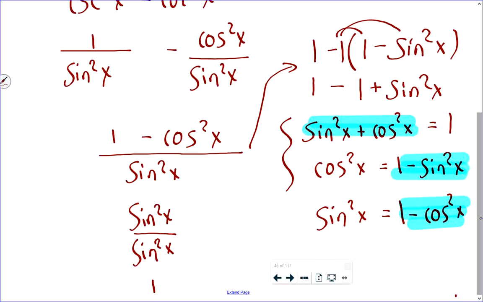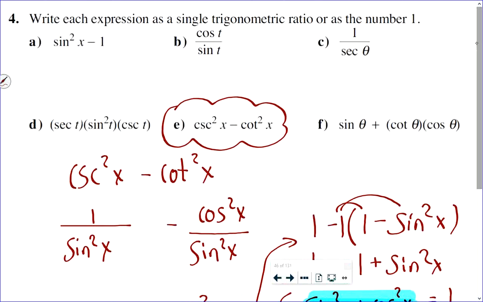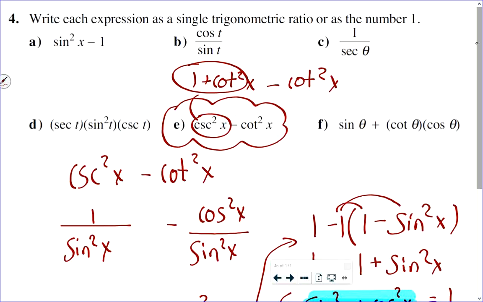I mean, the other thing you could have done here, everyone, is I see cosecant squared and cotangent squared there, and there is a Pythagorean identity that contains those. There are 2 Pythagorean identities, and I just can never remember these, so I have to look. Cosecant squared is 1 plus cotangent squared, minus cotangent squared. Boom, 1. Cotan squared minus cotan squared is 0.